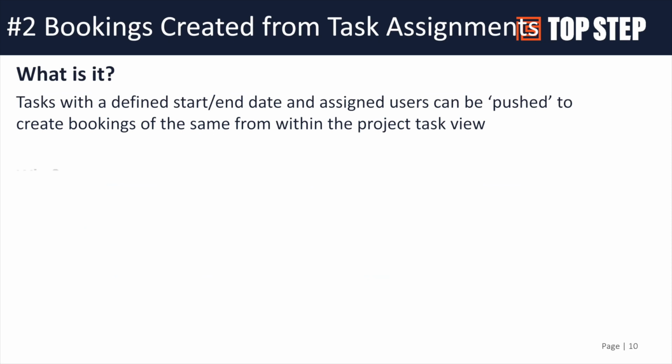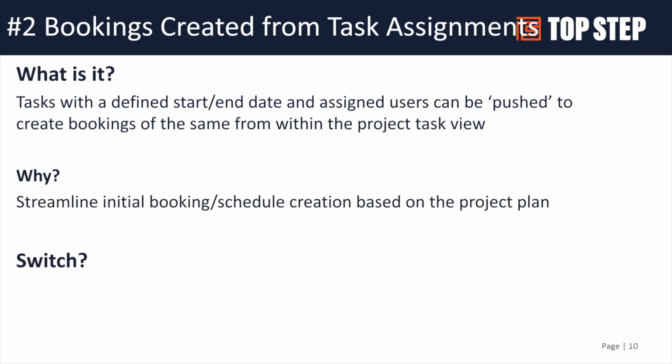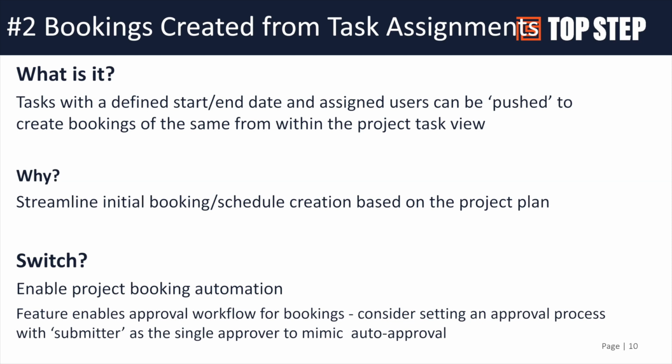Bookings created from task assignments. So this has been around a bit. I don't think very many customers know about it. There are a few things to consider before this is something you want to turn on. What is it though? If you go in and set up your project task structure, you're given a project, you set up your tasks, you've got start and end dates, you've got assigned users or assigned generic users to your project plan. You can actually take that data and turn on a feature that allows you to create an initial set of bookings.